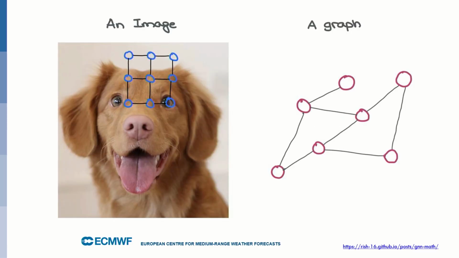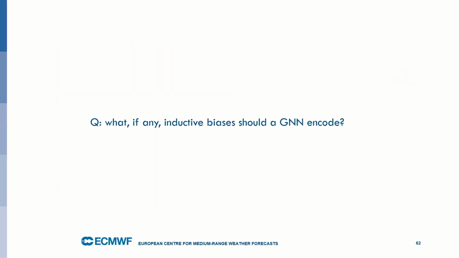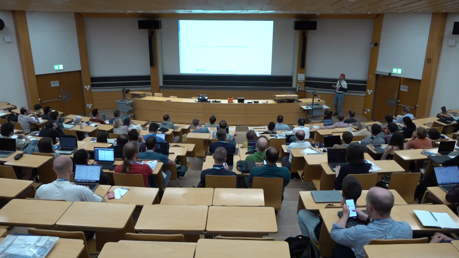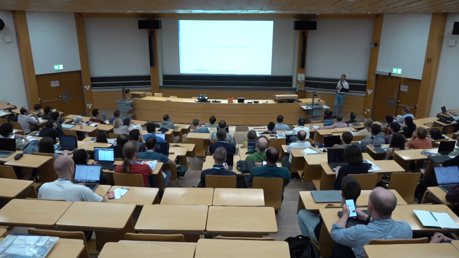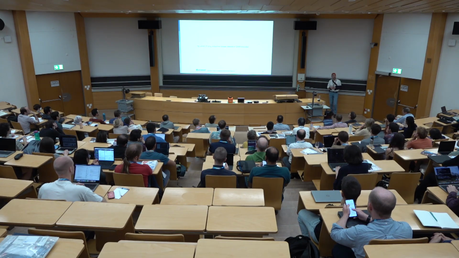Maybe a question for you, just to make sure we're all on the same page. What do you think good examples of inductive biases for GNNs could be? Remember, you have the data organized as a graph with nodes and edges. What do you think a good inductive bias for a GNN would be?